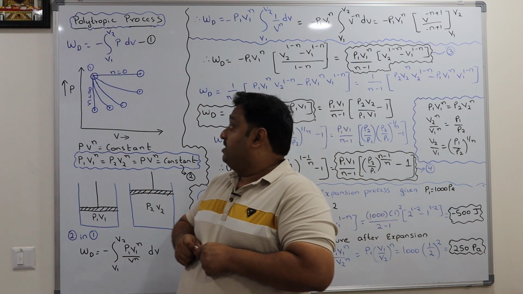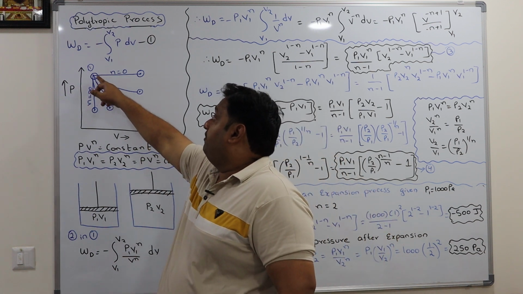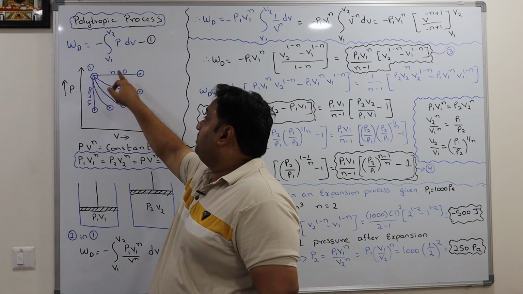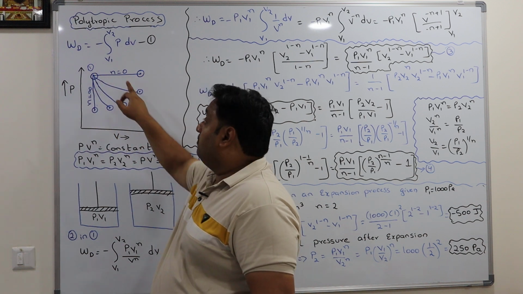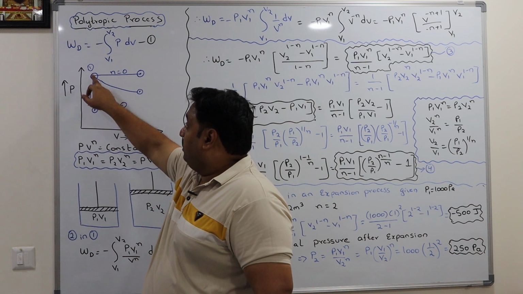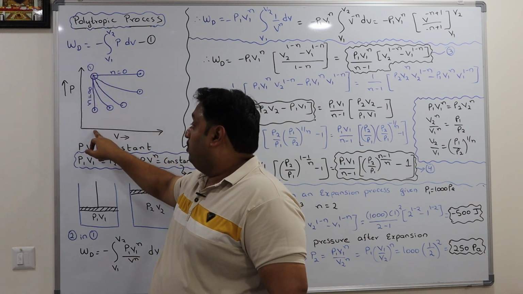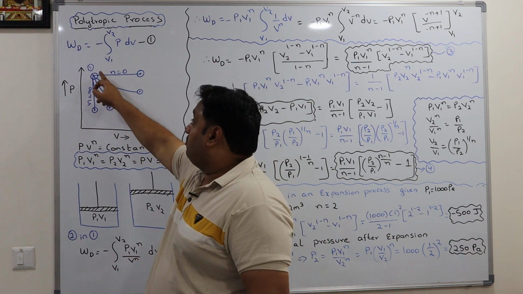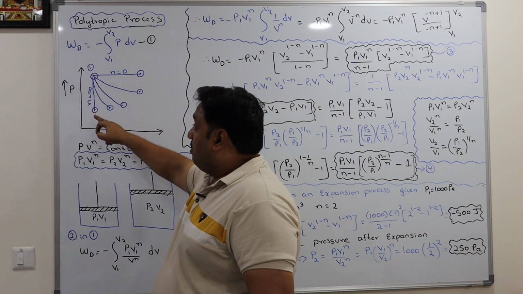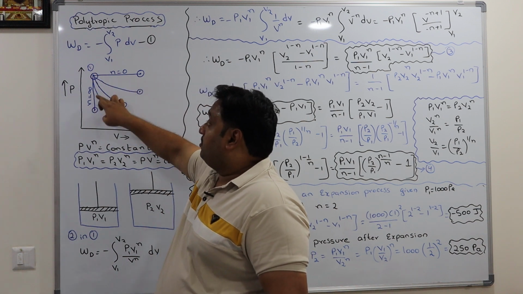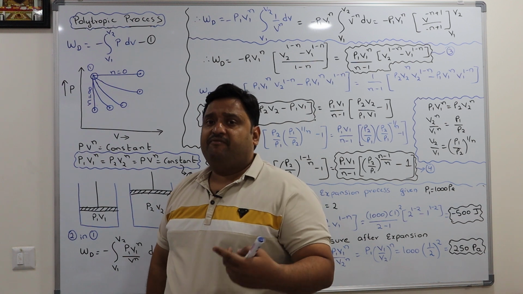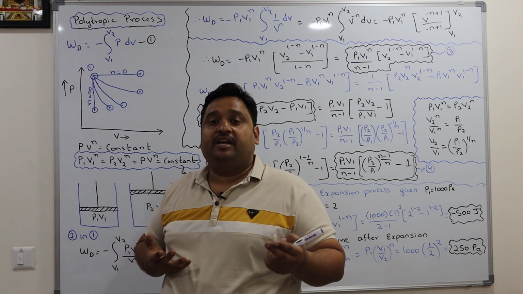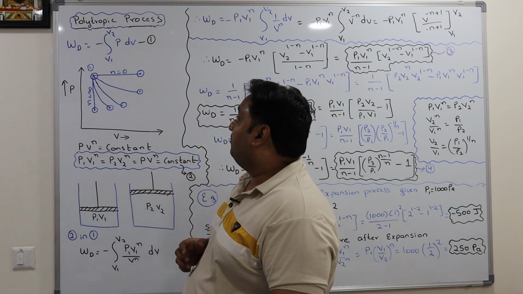If you look at this graph, the top one, a horizontal line, is called the constant pressure process, because here the pressure is not changing, only the volume is changing. If you follow this vertical line, the volume is not changing, only the pressure is changing. This is called the constant volume process. In between the constant pressure process and the constant volume process, different processes exist, and these different kinds of processes we represent in terms of the polytropic process.